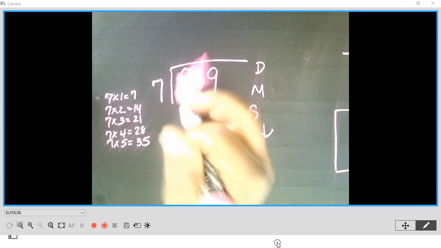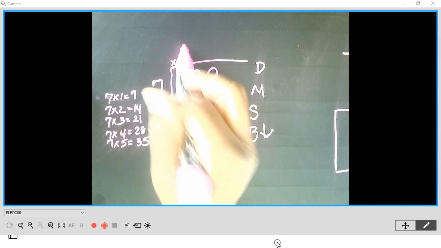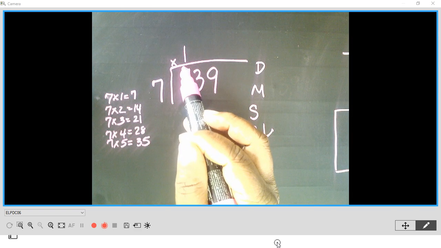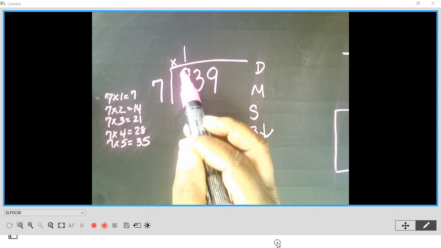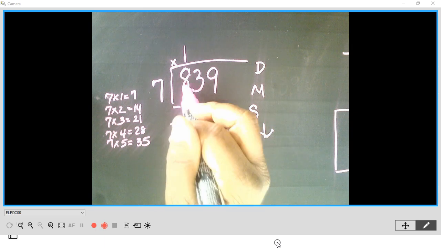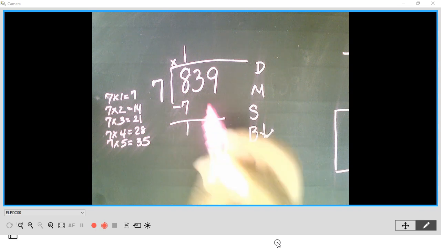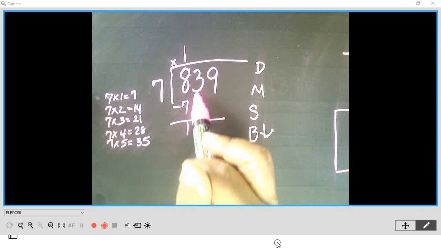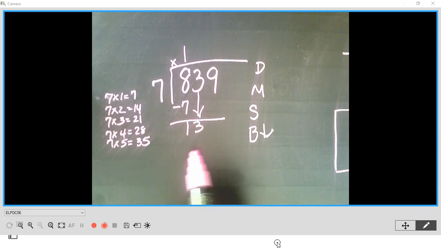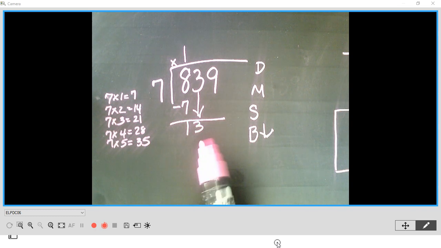So now, what times 7 can give me closest to 8 without going over? Well, I can look. 7 times 1 equals 7. So I'm going to put my 1 up in the answer bar over the 8. Subtract the 7 from 8. I get 1 and move on to the next number. I bring down the 3. Now the new number that I'm working with is 13.